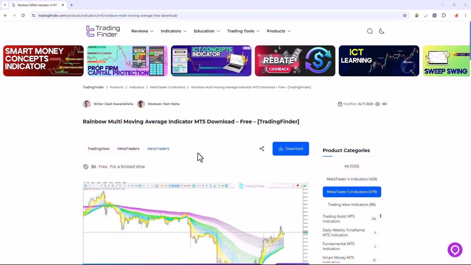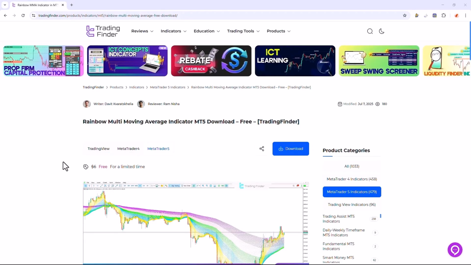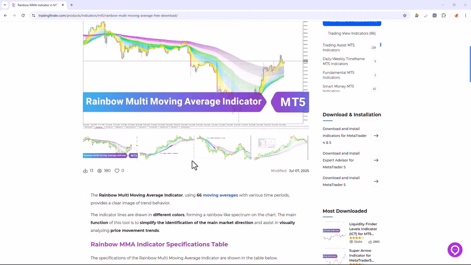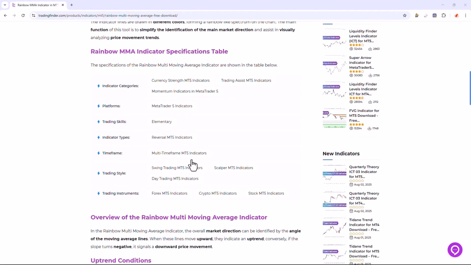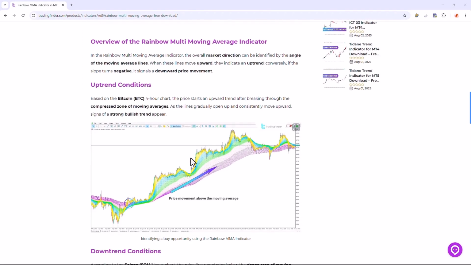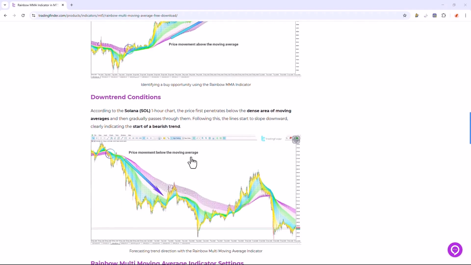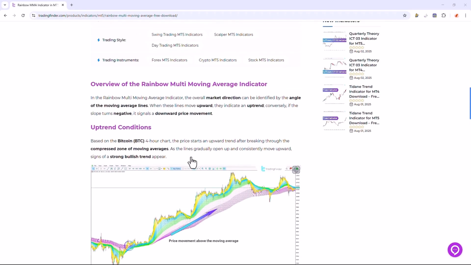The Rainbow Multi-Moving Average Indicator is available for various platforms on the TradingFinder website. From this section, you can download the indicator file for MetaTrader 4 and MetaTrader 5 platforms and run it on your chart. Traders can also read this page to learn about how the indicator works and its functionality.